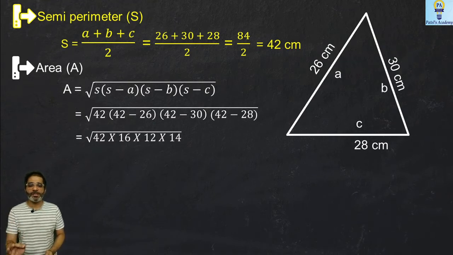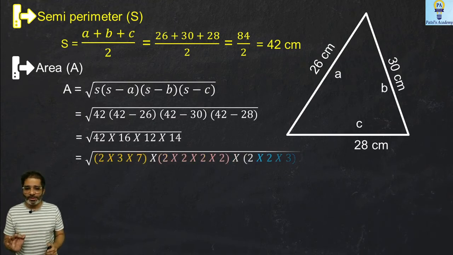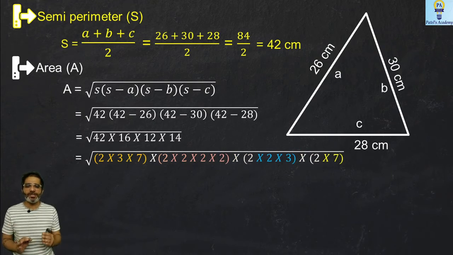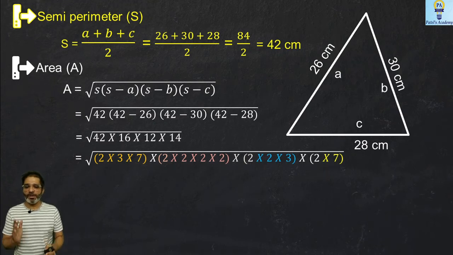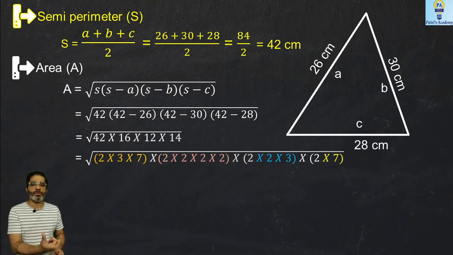Now students, understand the next step, very important. Now what I'm doing is factorizing each number, and you can see I've used a different color pattern for that. The factors of 42 are 2 into 3 into 7, which I've written in a bracket. The factors of 16 are 2, 2, 2, 2, 4 times 2. The factors of 12 are 2, 2 and 3, which I have written in the third bracket, and the factors of 14 are 2 into 7. So I factorized each and every number.